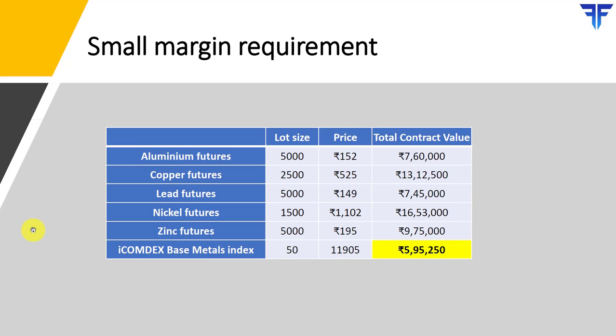This table here compares the total contract value of the MCX iCOMDEX base metal index futures with each of the other individual base metal futures contracts. See that the MCX iCOMDEX base metal index futures has the lowest total contract value of all the contracts. And this means lower margin to create positions in the index.